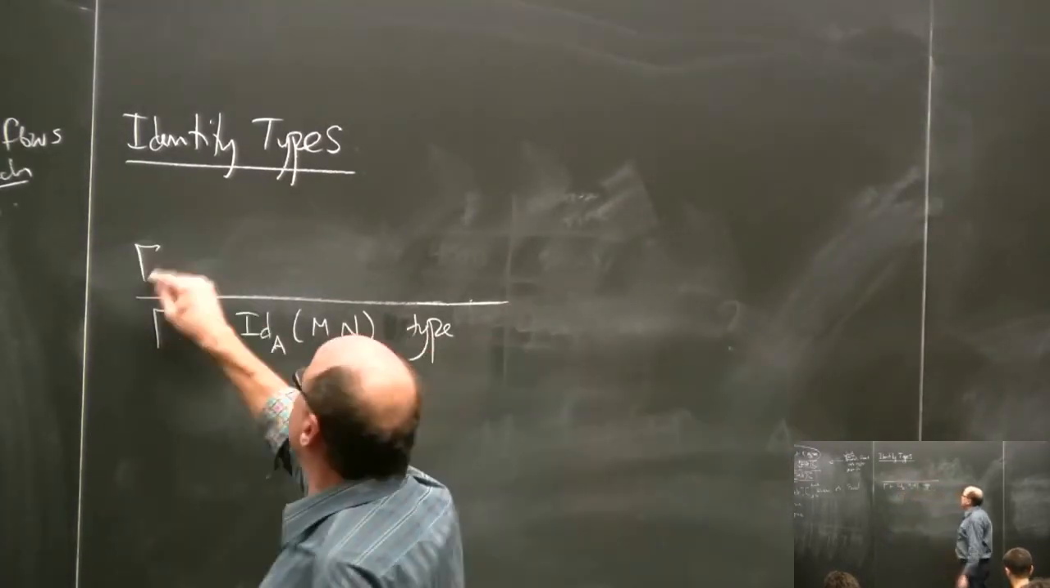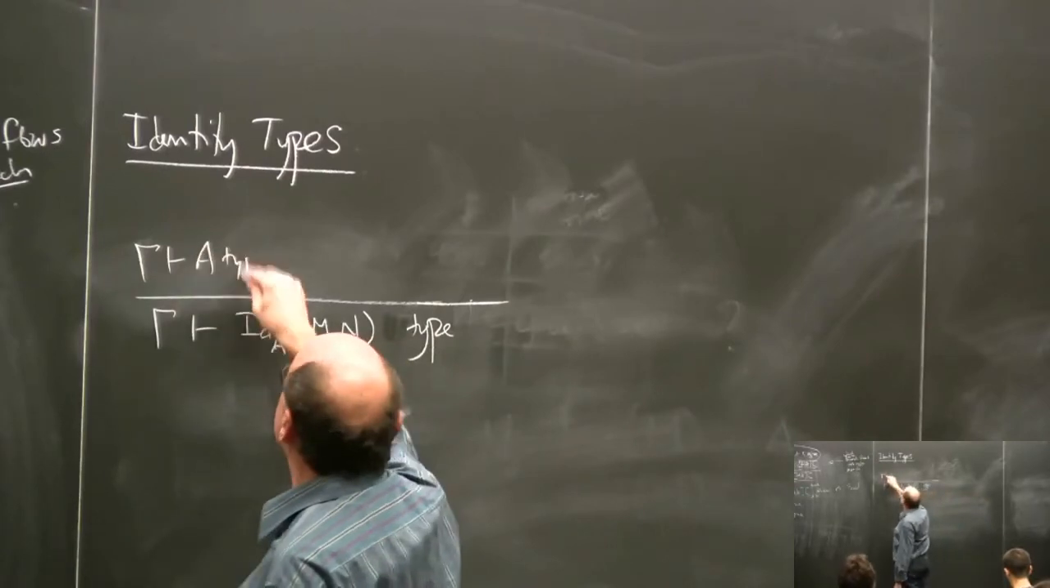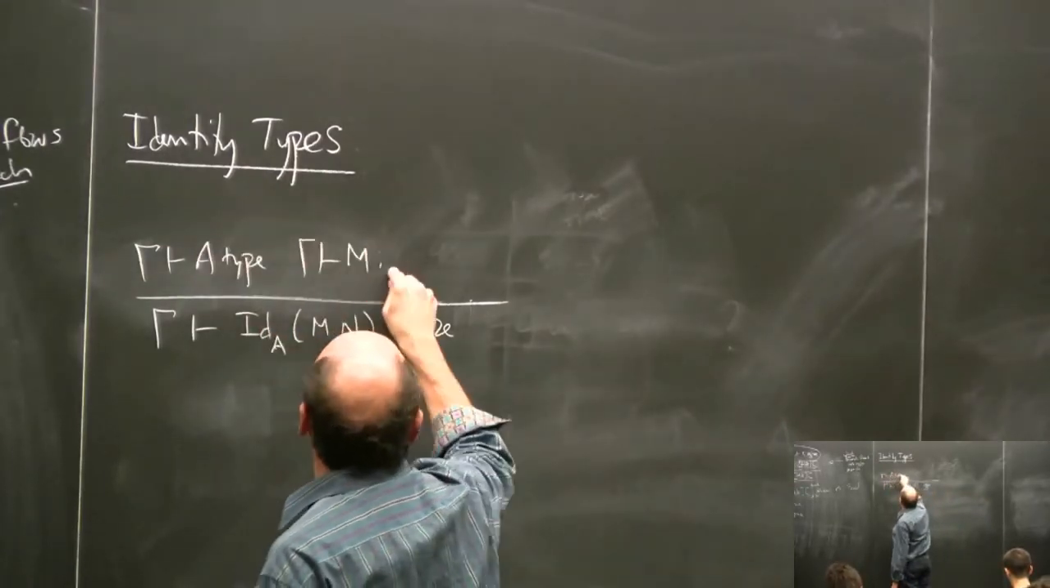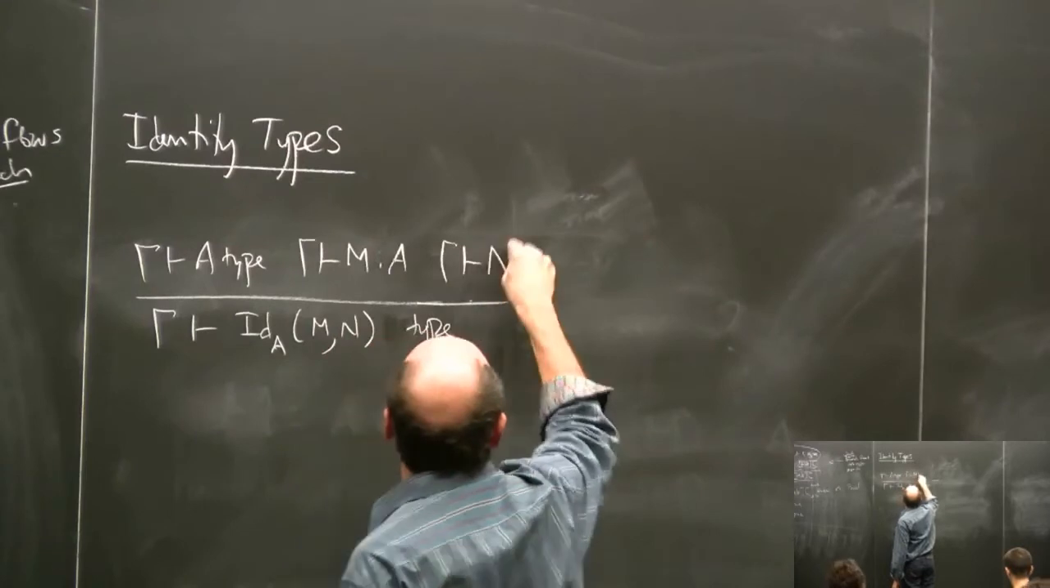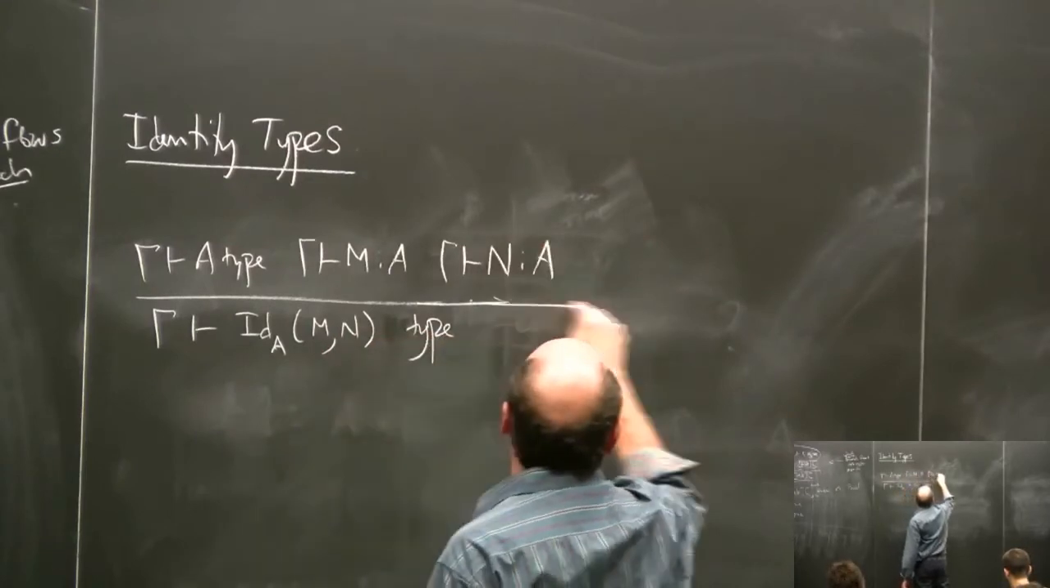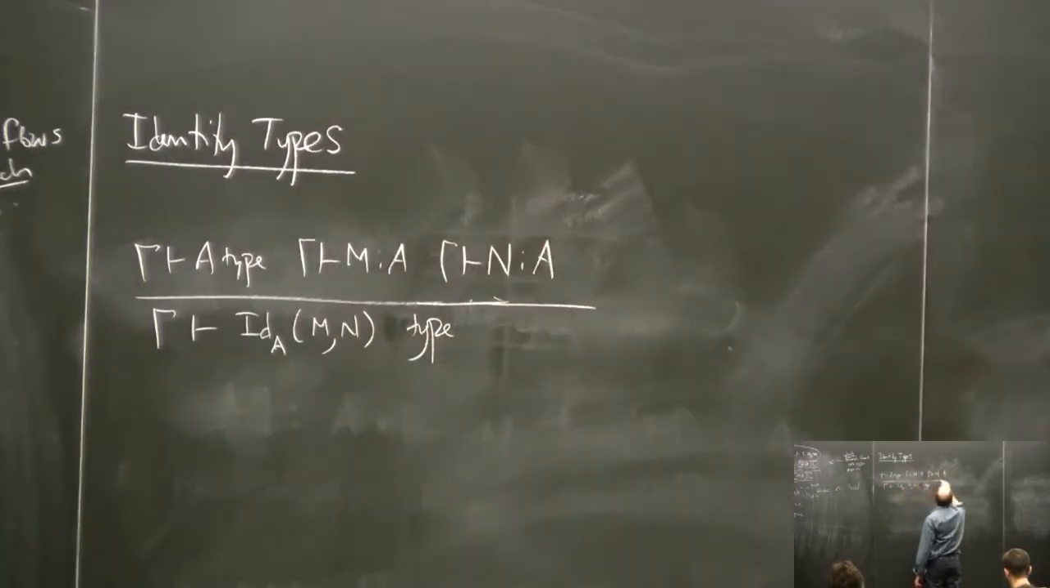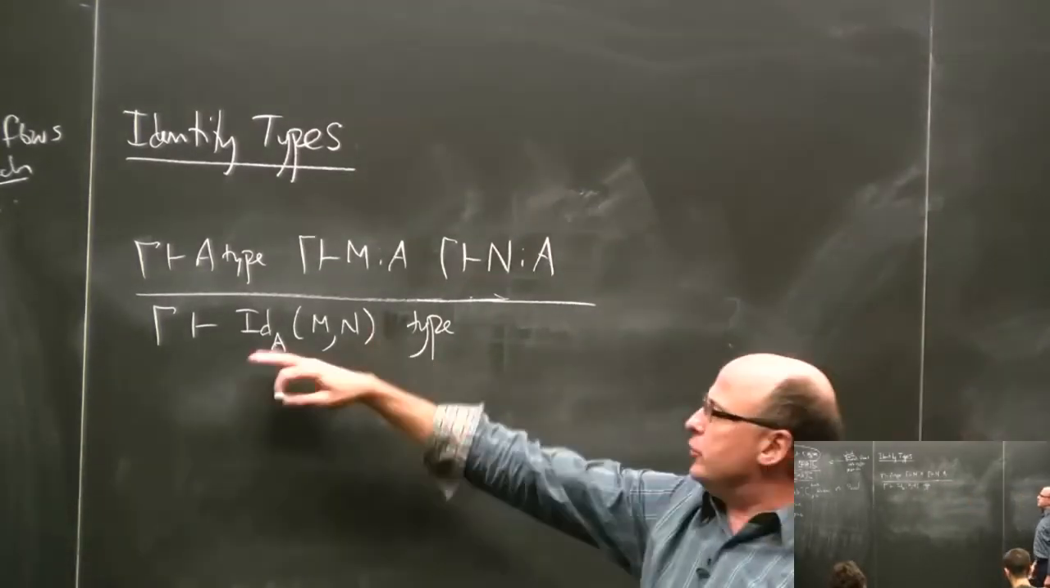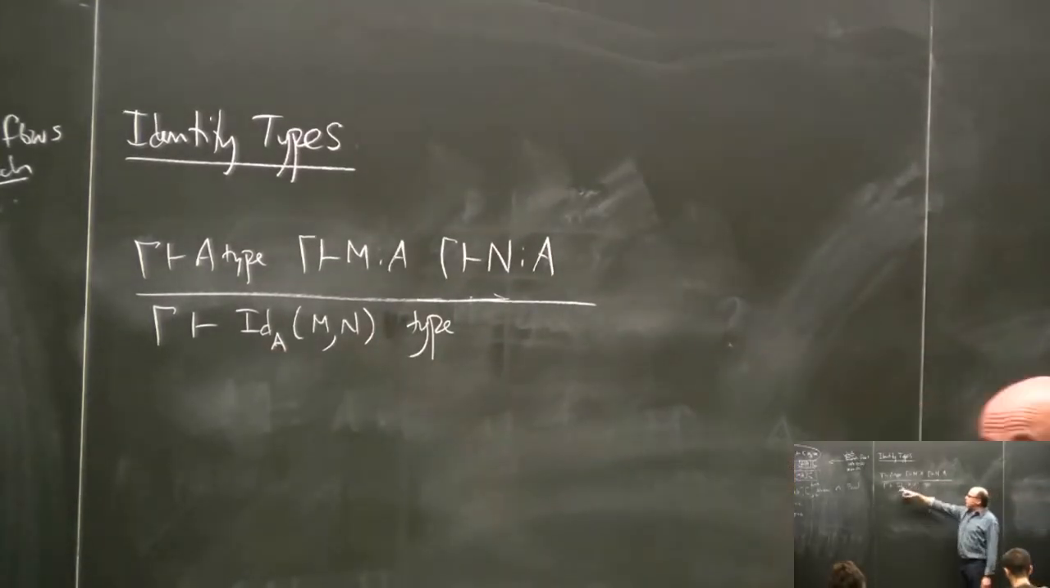Okay, provided that, well, I'll write it fully. A is a type, and M is in A, and N is in A. And I have previously mentioned to you that this should be thought of as the type of identifications of M and N, or the type of proofs.